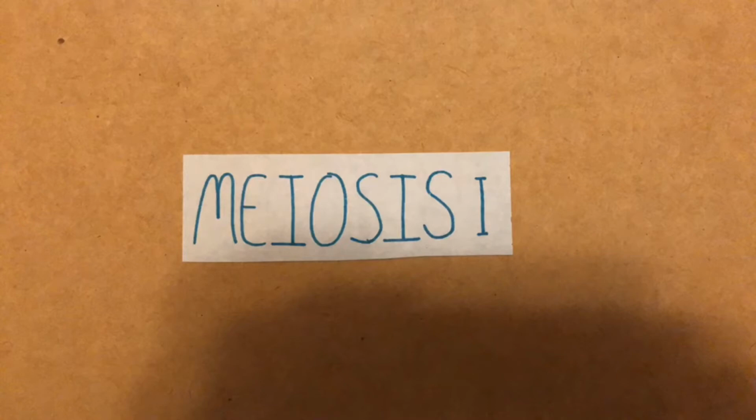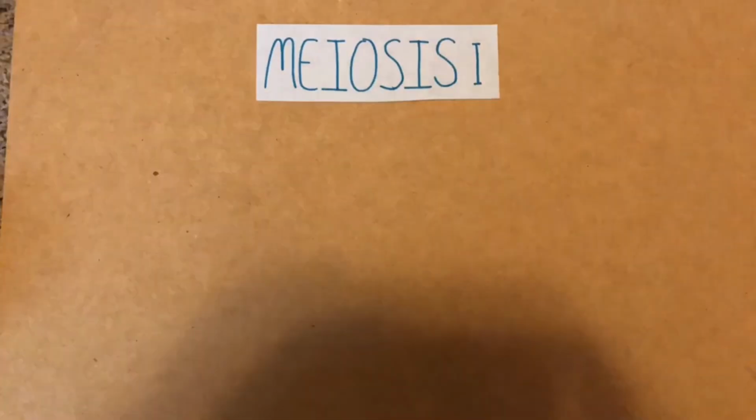My Unit 4 stop-motion project is about Meiosis I and II. Meiosis occurs in gametes, also known as sex cells. This stop-motion video will walk you through all the stages of meiosis. Let's start with Meiosis I.